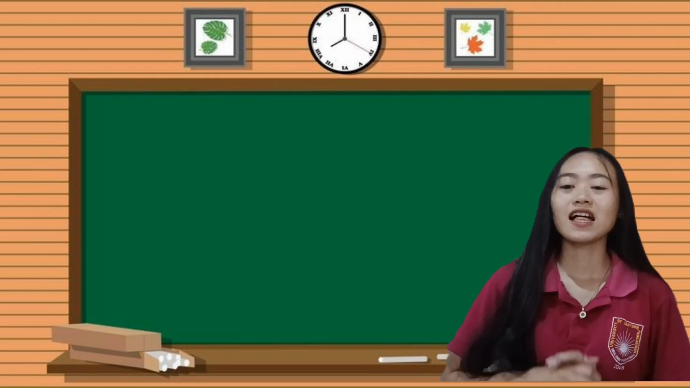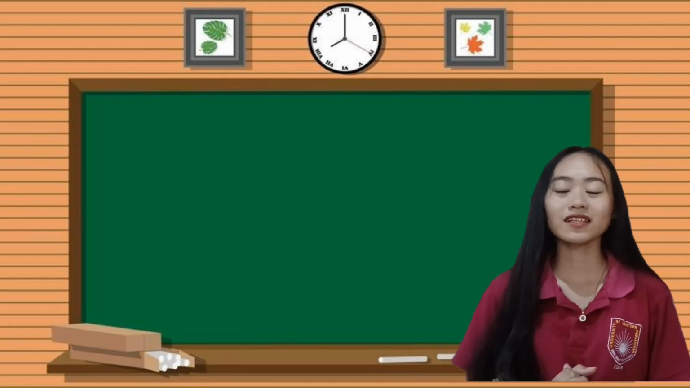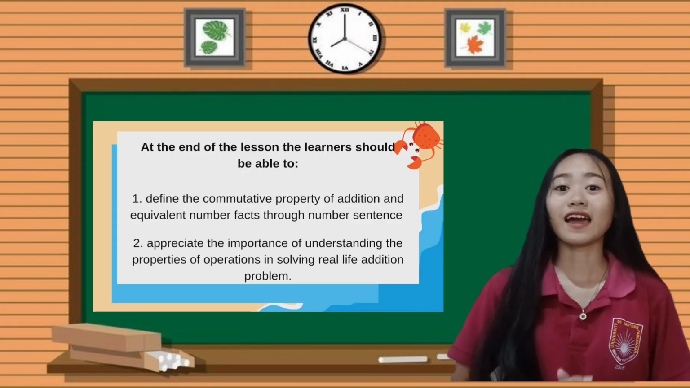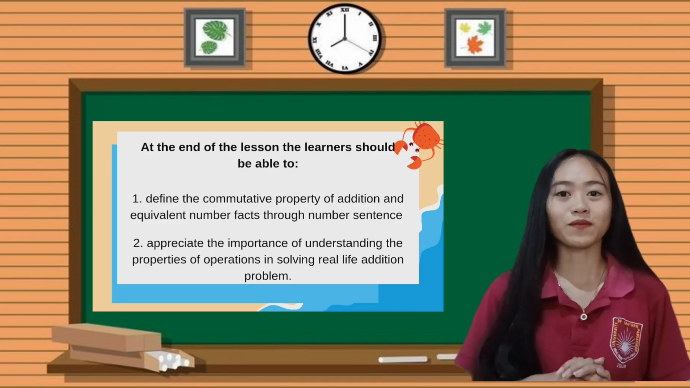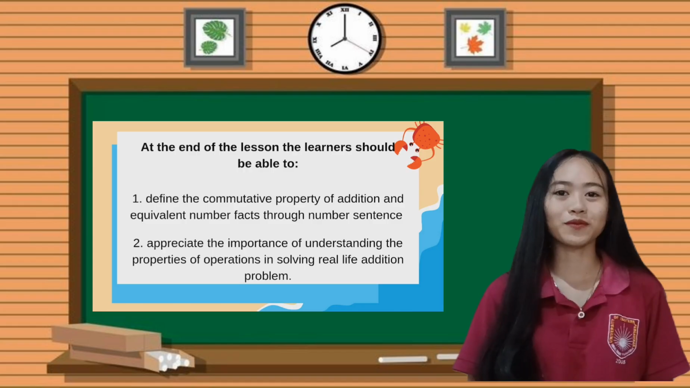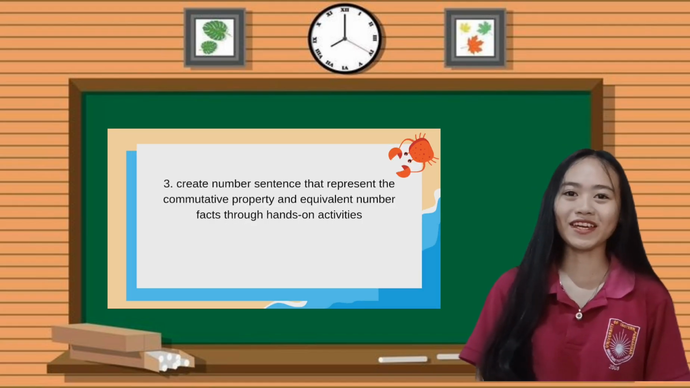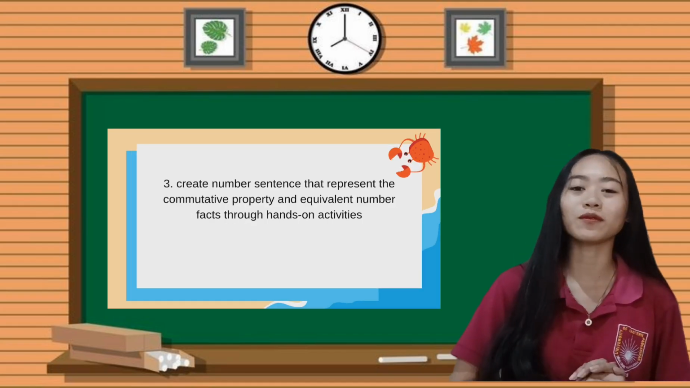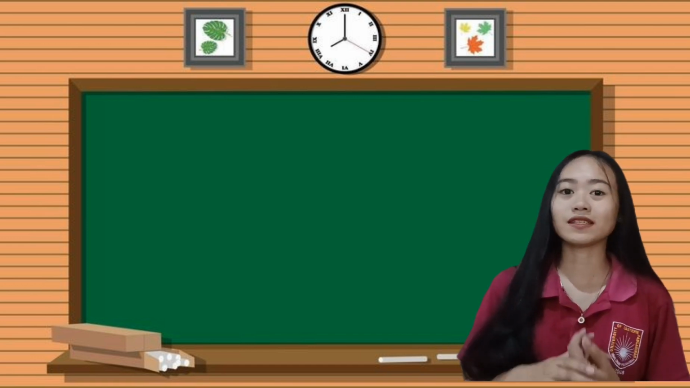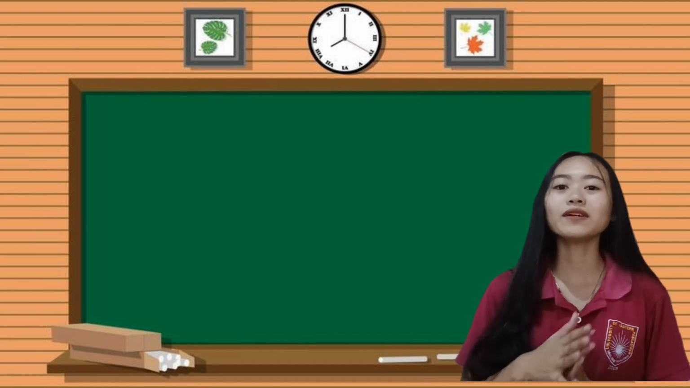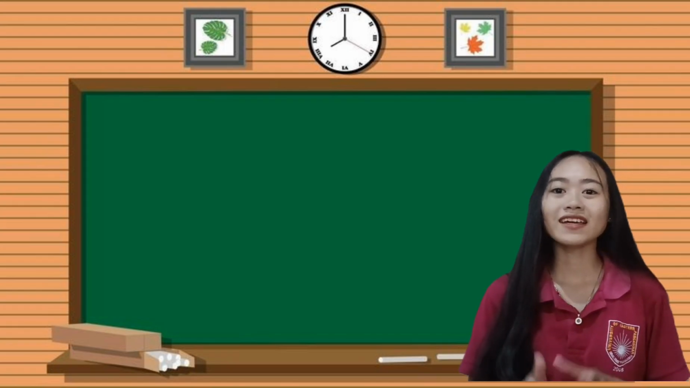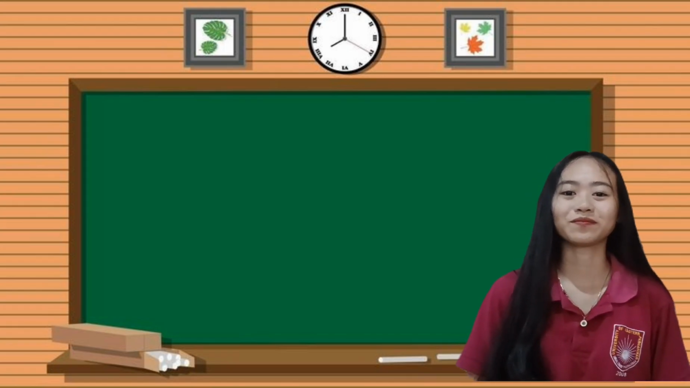Okay, class. Now let's read our objectives together on the screen. At the end of the lesson, the learner should be able to number 1, number 2, and number 3. Okay, thank you everyone. Now, let's remain standing because I will play a song and after that, we will sing it together.